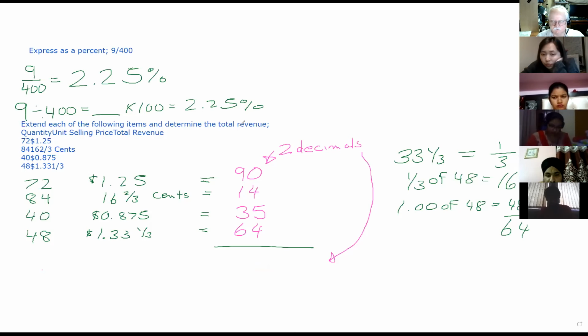Now that we've got the numbers, we can add them up fairly easily. 90 plus 14 plus 35 plus 64 should come up to 203.